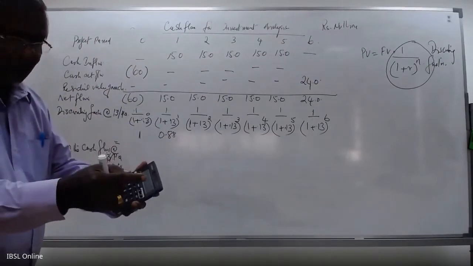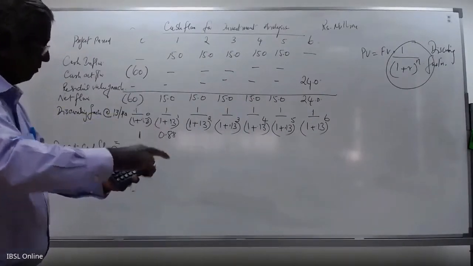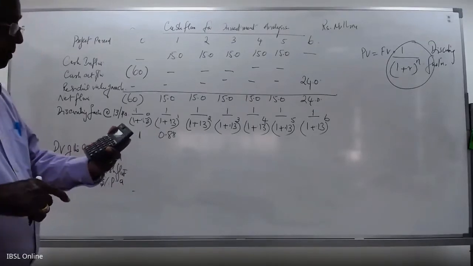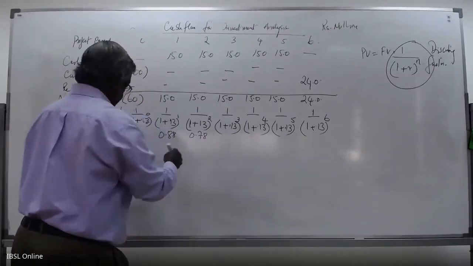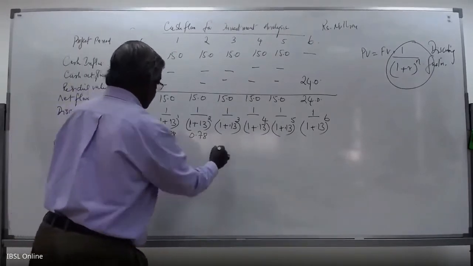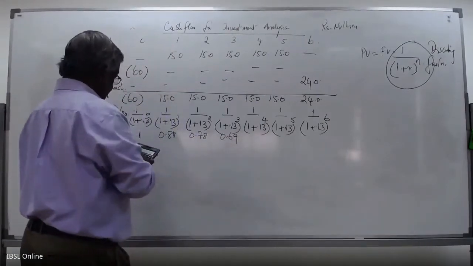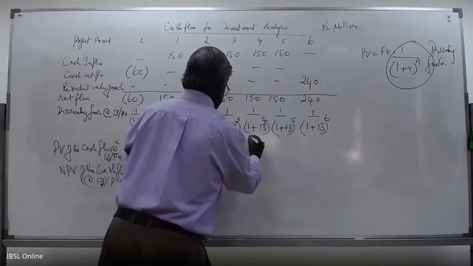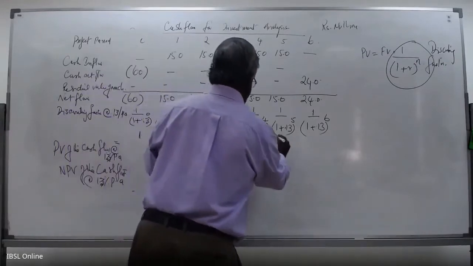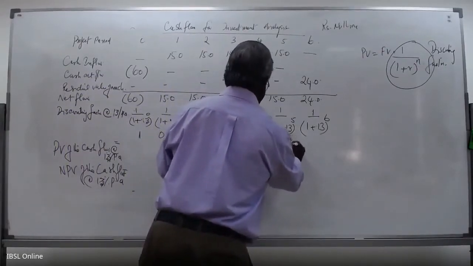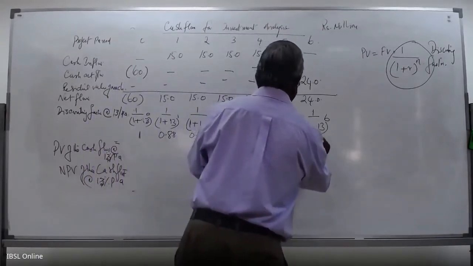So automatically, this 0.88 will be divided by 1.13. Equal sign, 0.78. Again equal sign, 0.69. Again equal sign, 0.61. Again equal sign, 0.54. Again equal sign, 0.48.